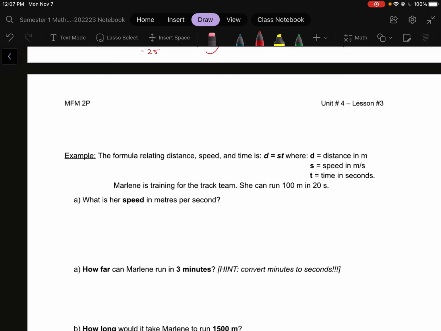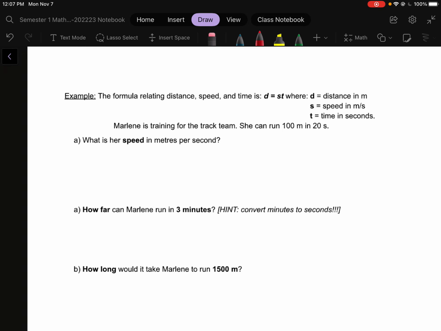Alright, now we're going to try one more example, and then you're going to try the next one out on your own. So it says a formula relating distance, speed, and time is D equals ST, where D is distance, S is speed, and T is time in seconds. Marlene is training for her track team. She can run 100 meters in 20 seconds. So what is her speed in meters per second?